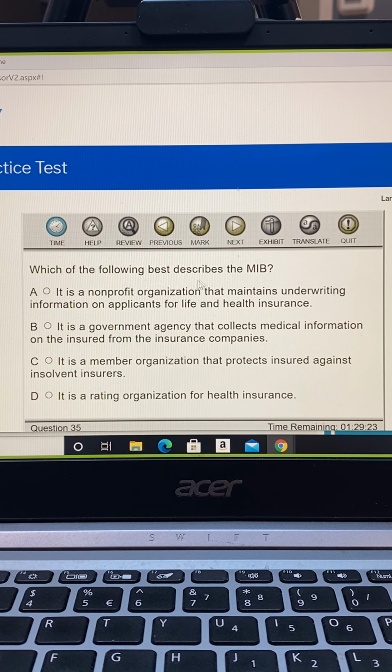Which of the following best describes the MIB? You know, that's Medical Information Bureau. The first one? Yep.